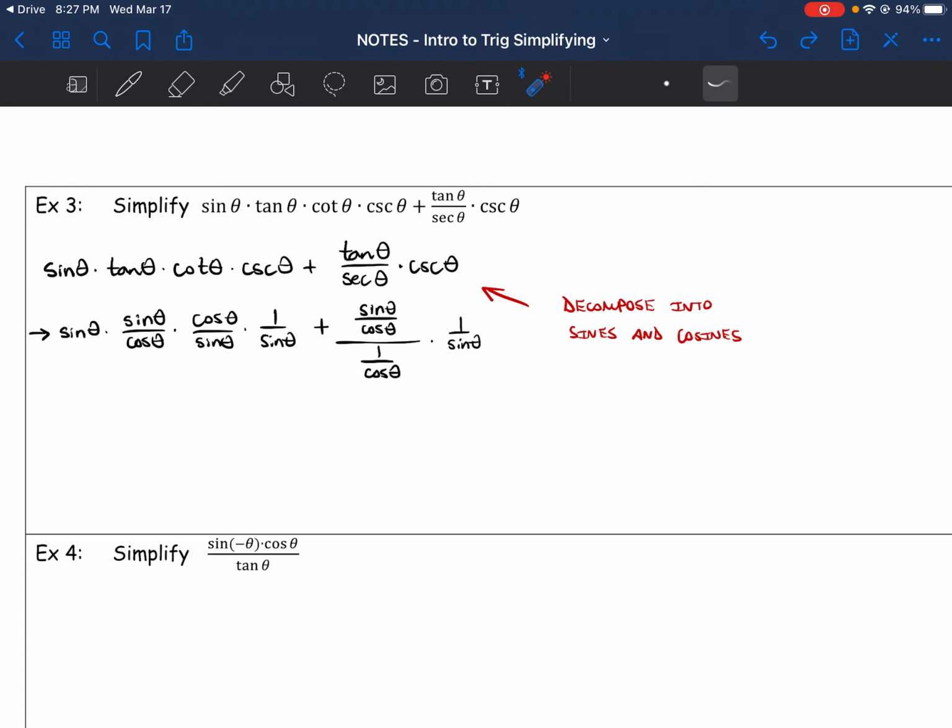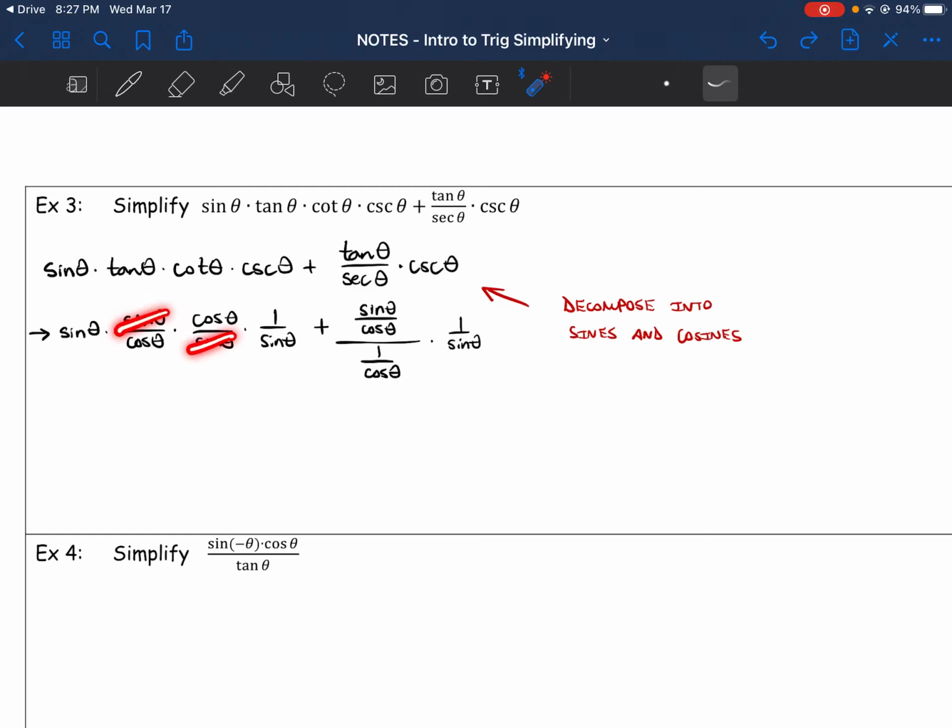And here's everything that I just said. The sine of theta is going to stay the same. There's tangent of theta, there's cotangent of theta, there's cosecant of theta. There's the tangent of theta on the top. Here's the secant of theta, and here's the cosecant of theta. Okay, but now watch, a bunch of stuff is going to cancel, and we can kind of see it already.